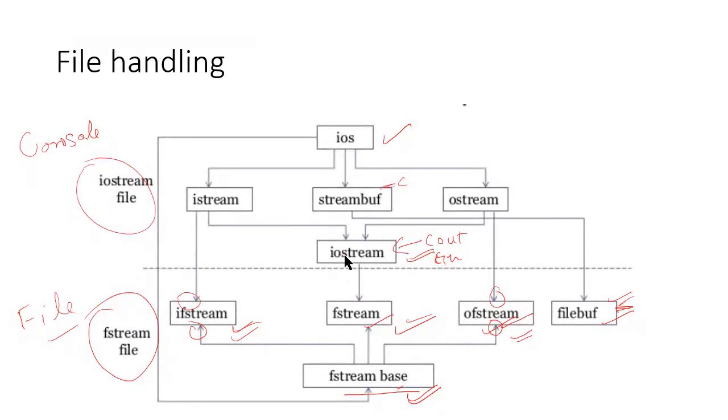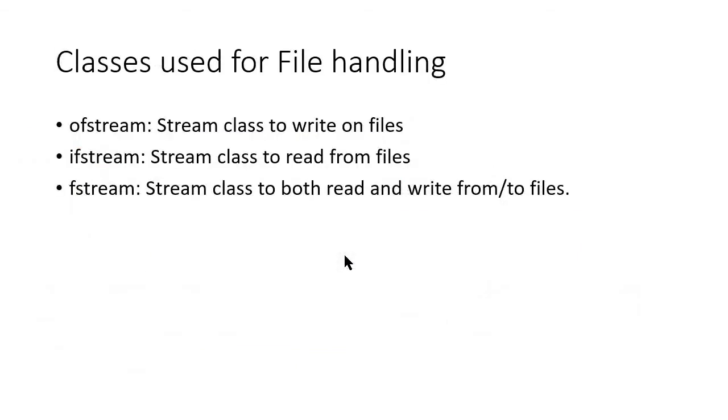If the question is asked in any of the placement sessions, you can go through this and share the details with them. Now, the classes for file handling I have already mentioned in the previous slide as well: ofstream, ifstream, and fstream. If we are making it very specific, ofstream is for the output purpose, or writing onto the file. ifstream is for the input purpose, reading from the file, right?